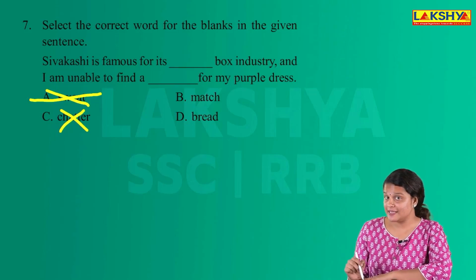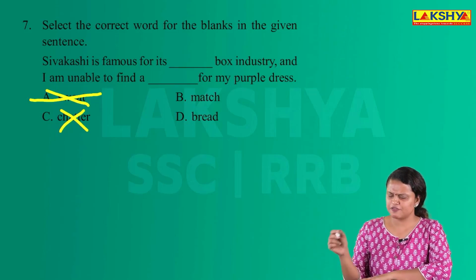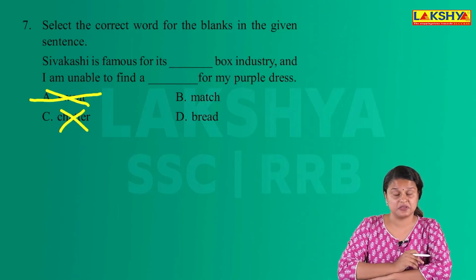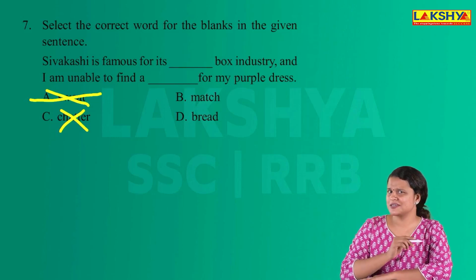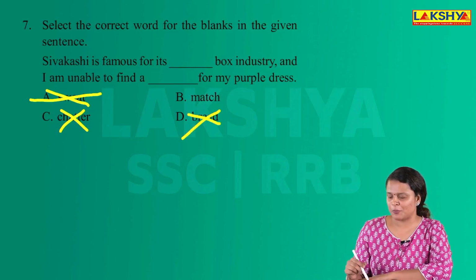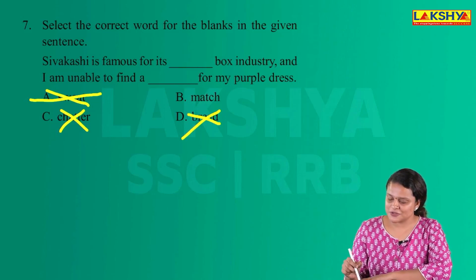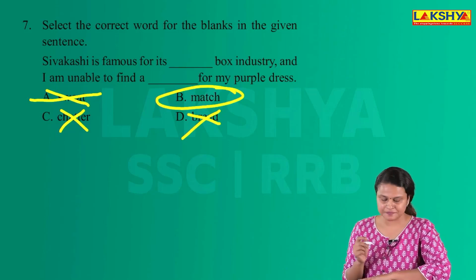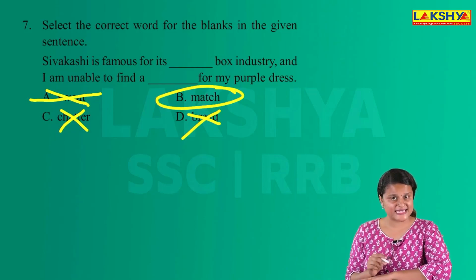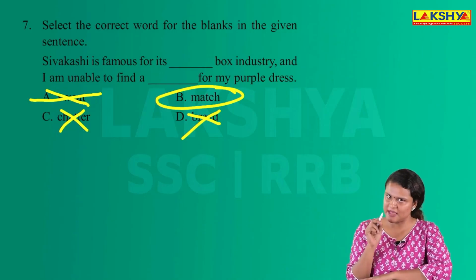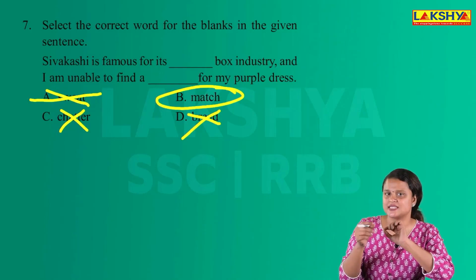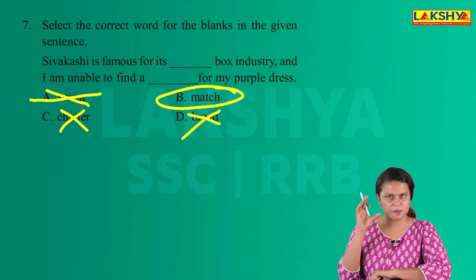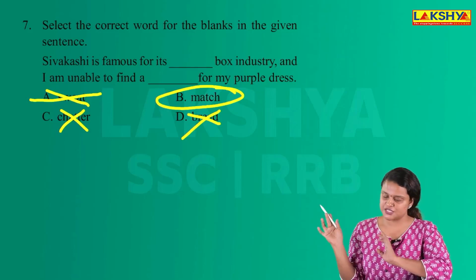Let's look at option D, bread. Shivakashi is famous for its bread box industry. Maybe there could be, but I am unable to find a bread for my purple dress. That's so absurd, right? You can't find a bread for your purple dress, so it would not be the answer. So the definite answer is match. Now let's read the sentence with match. Shivakashi is famous for its matchbox industry. You know match, right? The one that you use to light a candle. That thing is what you call a match. So matchbox factory. So Shivakashi is known for that.